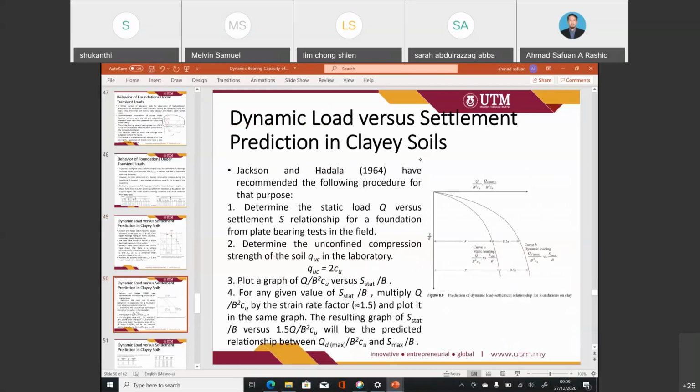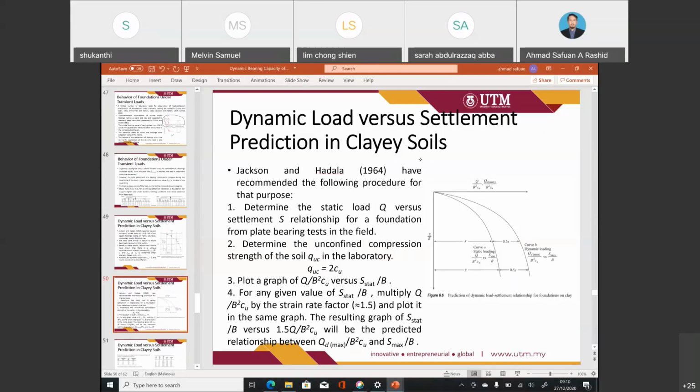Then Jackson and Handala recommended the following procedure for that purpose. Later on, they carried out a different study to look at the difference between static and dynamic loading. If we carry out a static load test, we can predict the behavior under dynamic conditions. So they came up with this kind of approach.